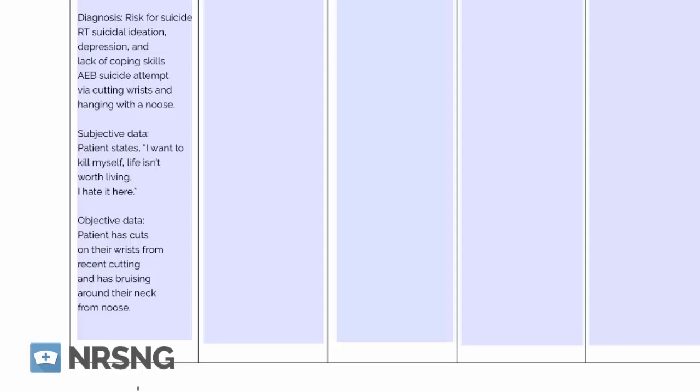The subjective data is that the patient stated, "I want to kill myself. Life isn't worth living. I hate it here." These are kinds of things that he had said to you at one point. And also, if I had more space, or if I really wanted to get detailed, I could put what the mother stated, that the mother witnessed him with the noose around his neck and falling off of the chair. The objective data is that the patient has cuts on the wrist from recent cutting and has bruising around their neck from the noose.